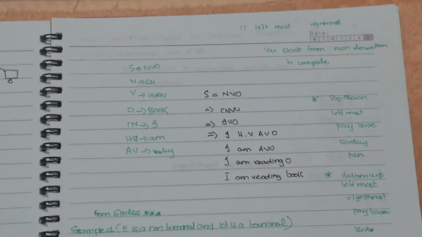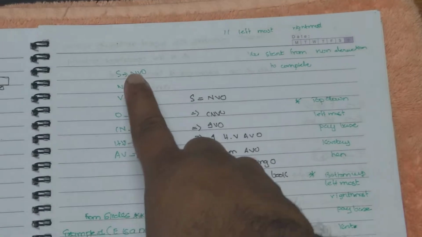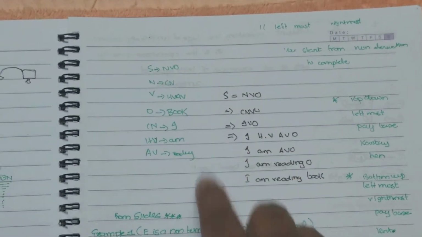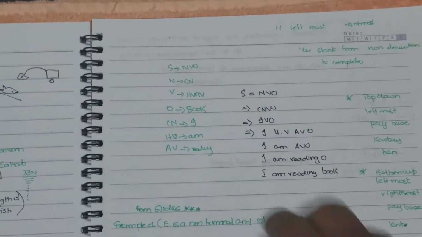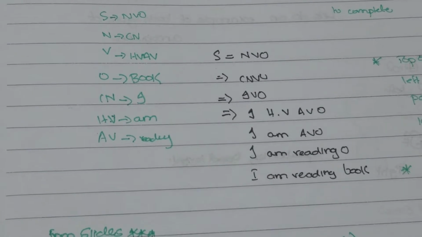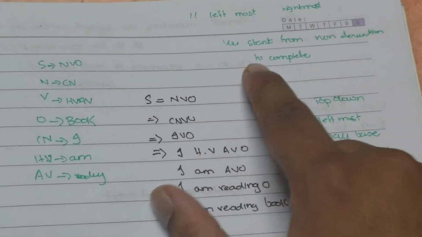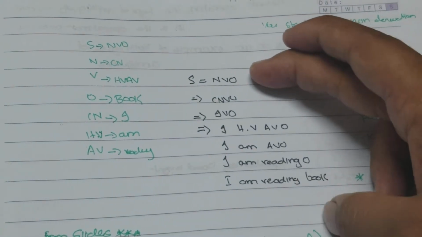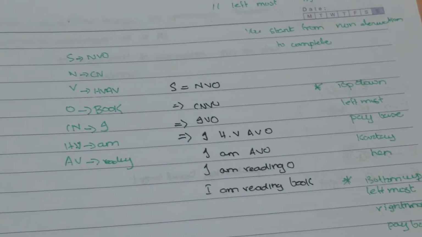Okay, so now if we look at this, we have our production rules over here: sentence, noun, verb, object, and these are leftmost and rightmost. What he's saying right here is you start from non-derivation to complete derivation. These are just production rules of a sentence. I am reading a book.